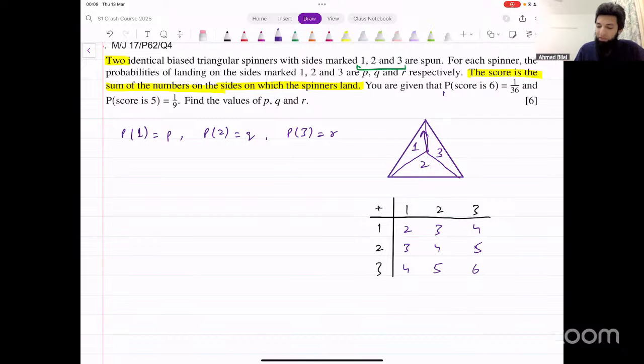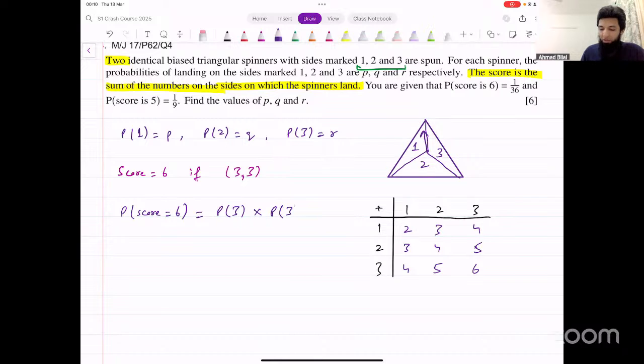But what are we given? Probability that the score is 6 is 1 out of 36. Now, what does that mean? Score can be equal to 6 if the outcome is 3 and 3. You get 3 on the first spinner and you get 3 on the second spinner. If we have to write it in probability notation here, score is going to be 6 if you get 3 on the first spinner and you get 3 on the second spinner.